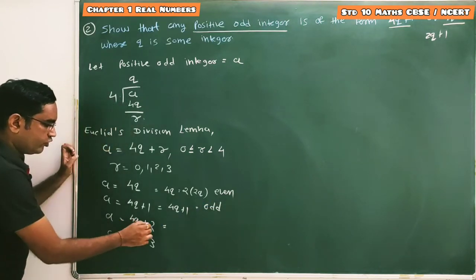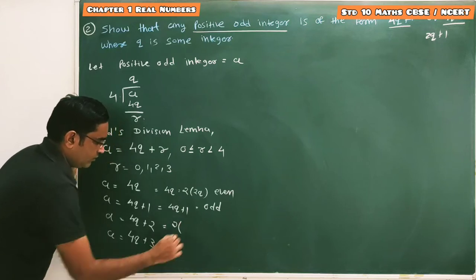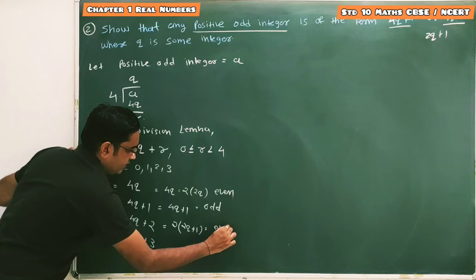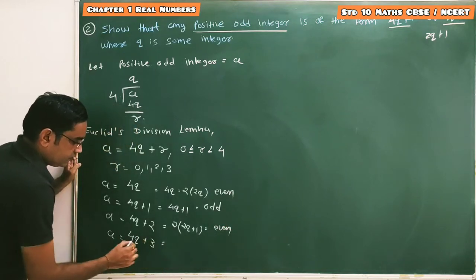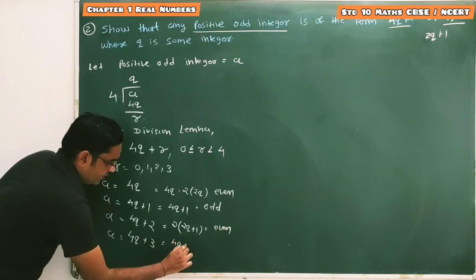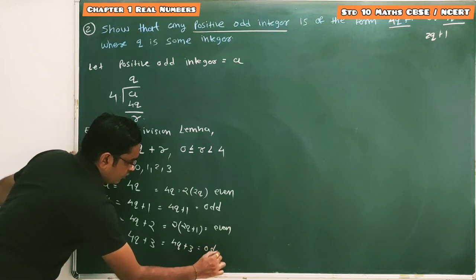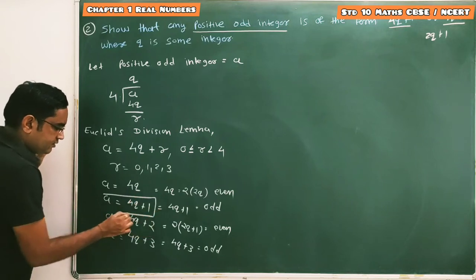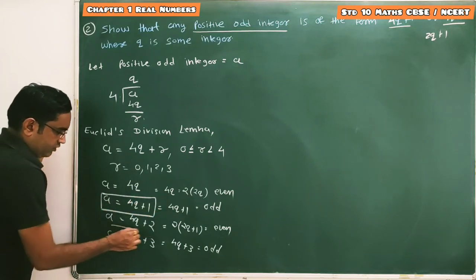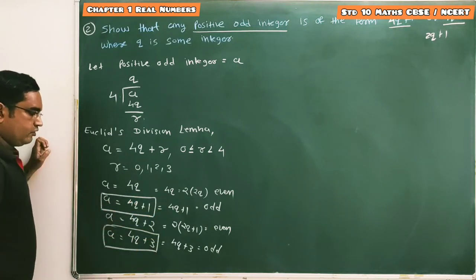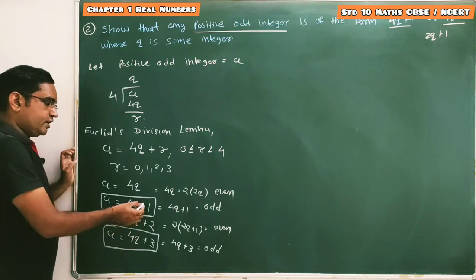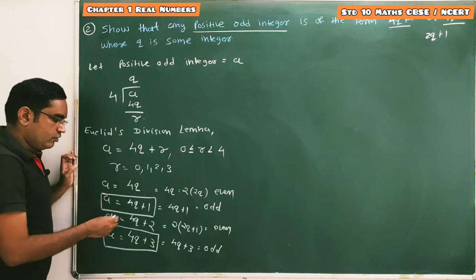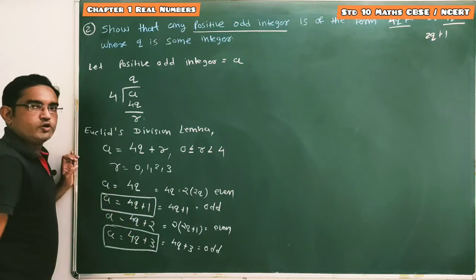Same way, when a is 4q plus 2, we can take 2 common, so it's 2 into 2q plus 1. So again this a is an even number. And if we take 4q plus 3, that is nothing but an odd positive integer. So here a is an odd positive integer for a equal to 4q plus 1 or 4q plus 3. So any positive odd integer can be represented in the form of 4q plus 1 or 4q plus 3.